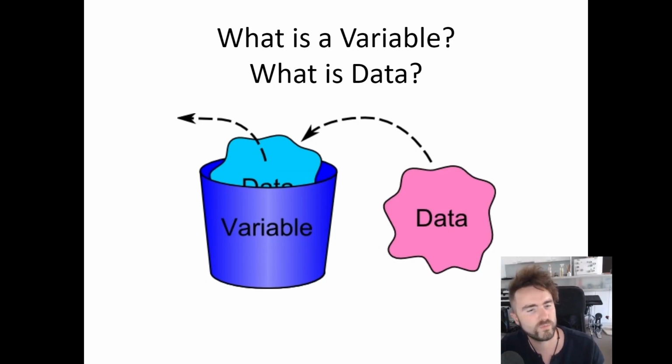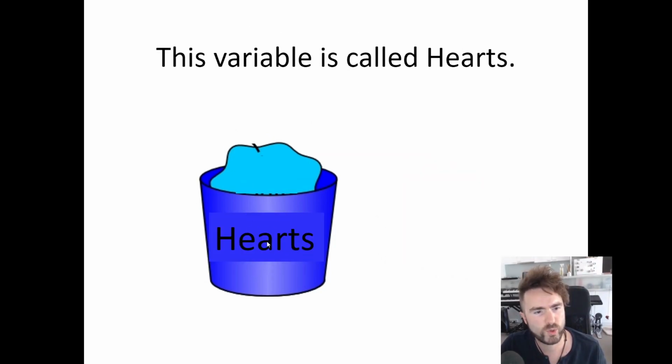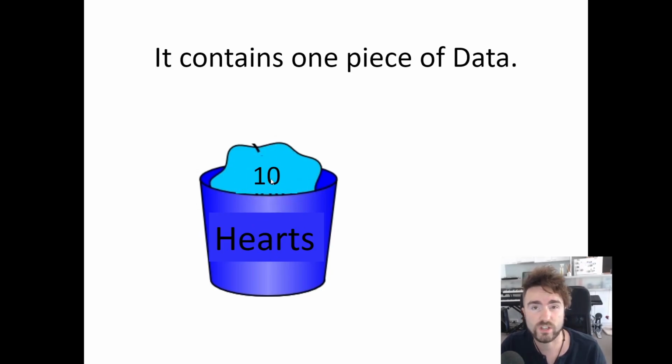So what is a variable? A variable is like a magical box. It contains one thing, a piece of information, that we're going to call data. This data could be a word, it could be a number, it could be something else. Now the important thing is that a variable must have a name. So we've got a variable here that we have called hearts. Now it's got one piece of data inside, in this case a number, the number 10.